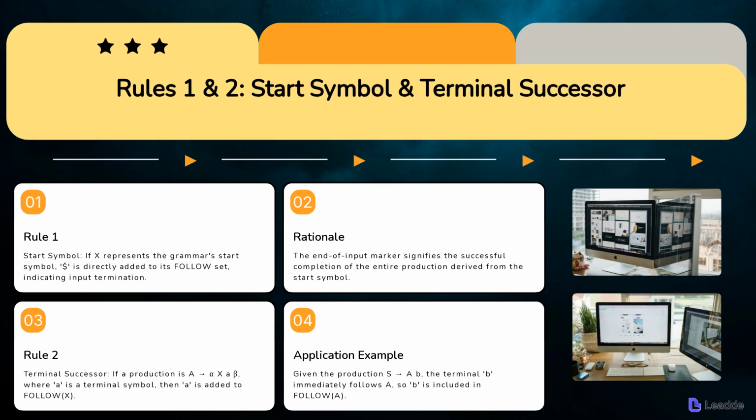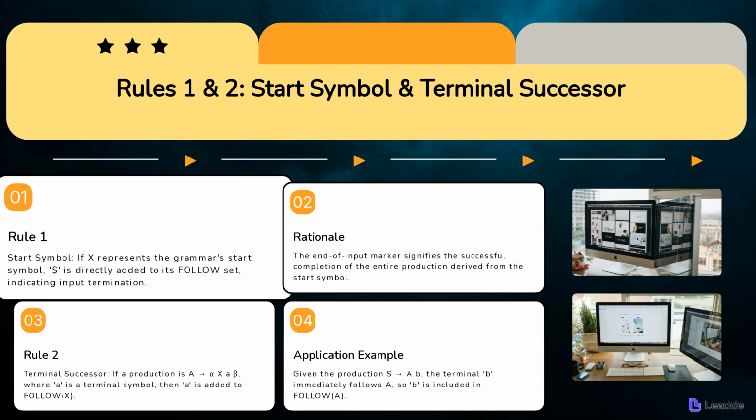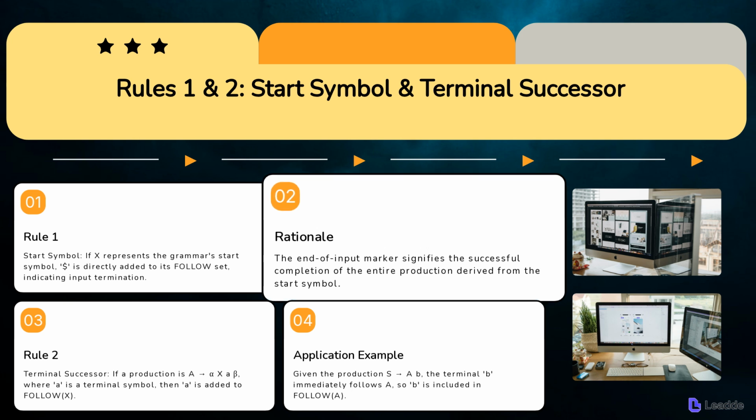Now, let's discuss the first two rules for computing this set. Rule 1 concerns the start symbol. If X is the start symbol of the grammar, the $ sign is directly added to its follow set to represent the end of the input. The rationale is that the end of input marker logically follows the completion of the entire derivation.